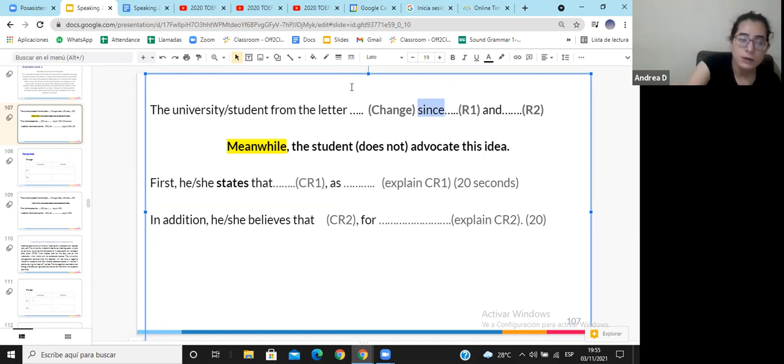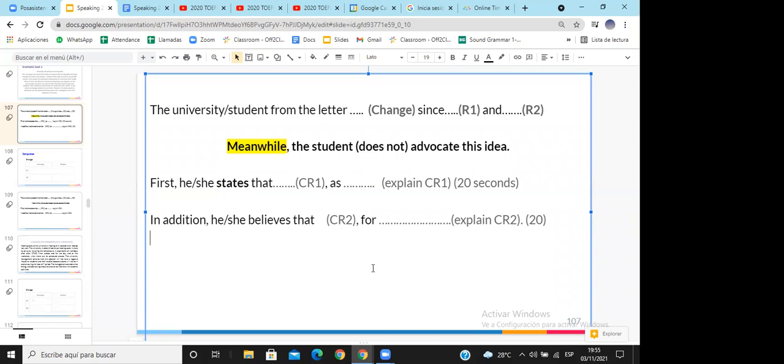And careful with the reporting verbs as well. Usually most of them are gonna be in the third person. So he states, the university proposes, believes, always in third person. Okay. Okay, guys. Anybody else?